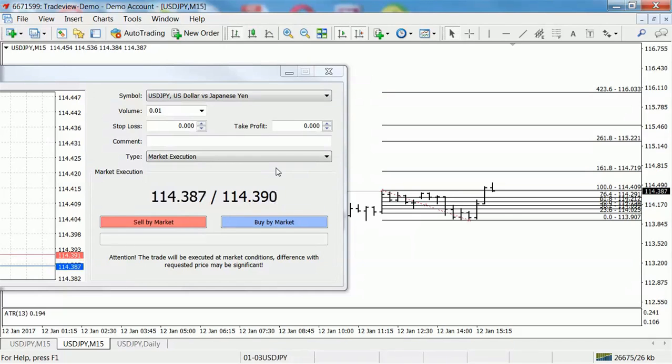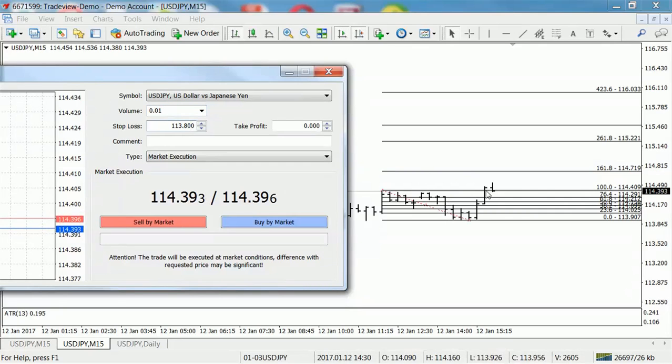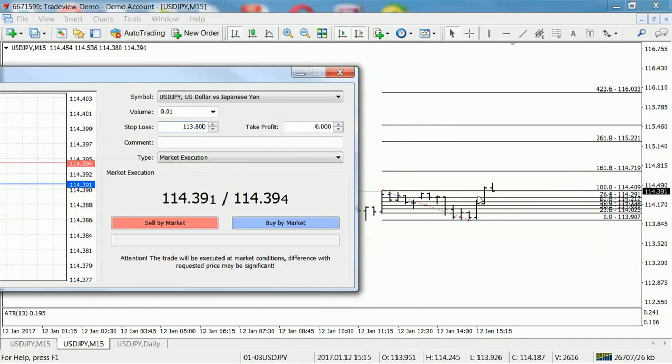Okay, then in this case you can put your stop, which is 113.907. So you can put 113.85, or 10 pips below 113.80, and then you can put your take profit. One of the caveats of this system is that the risk reward, if you take profit at 161.8, is not as good as if you put the TP at 261.8.